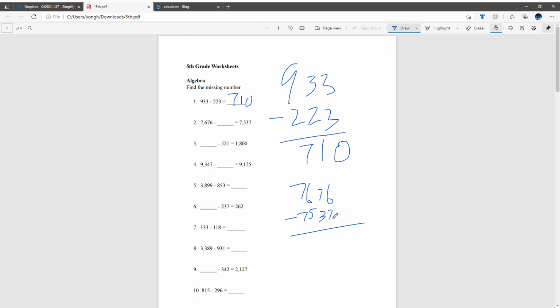So then you do 6 minus 7. So you carry over the 1 from the 7, you get 16. 16 minus 7 is 9, and then so forth. 6 minus 3 equals 3, 6 minus 5 equals 1, and then 7 minus 7 equals 0. So the answer to number 2 is 139.